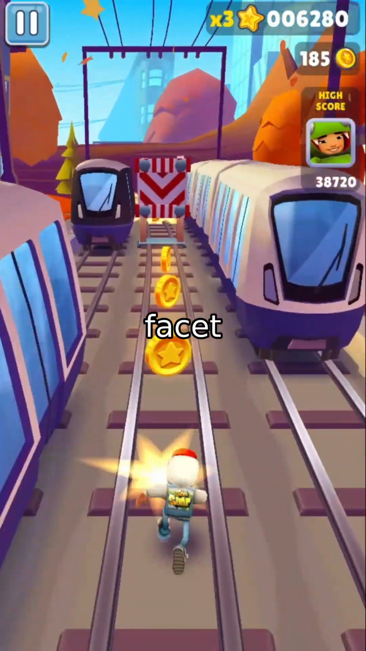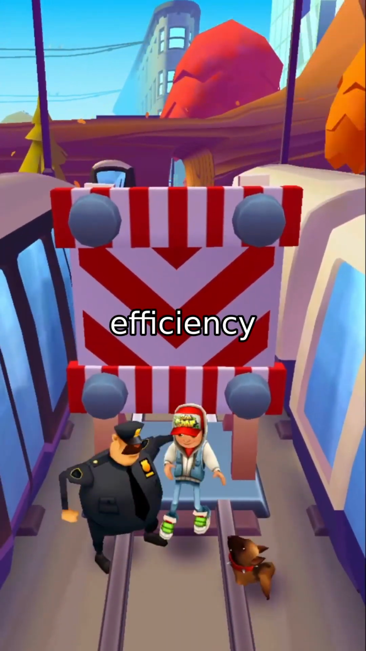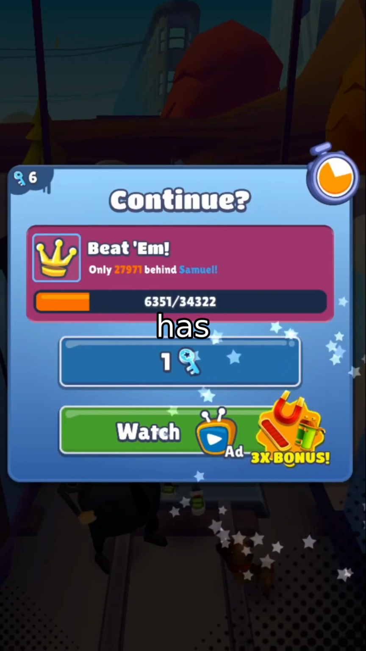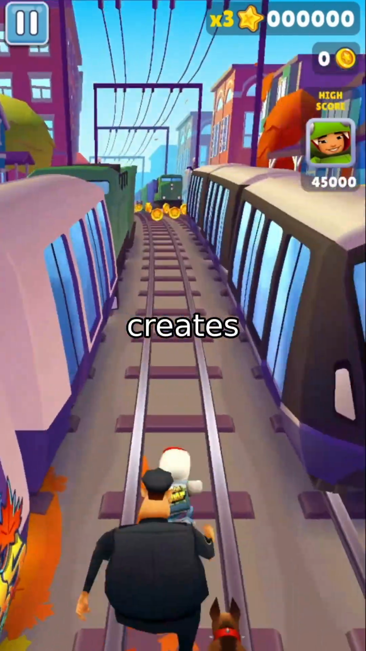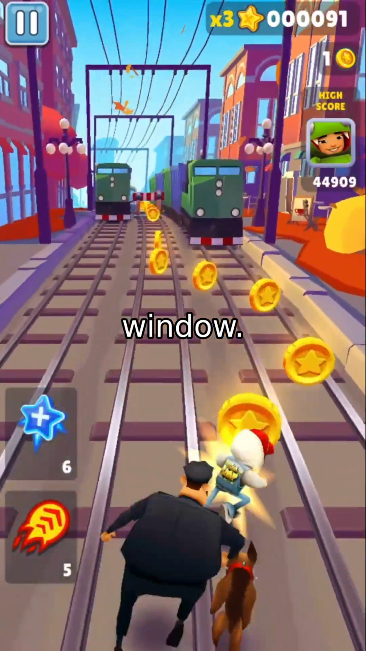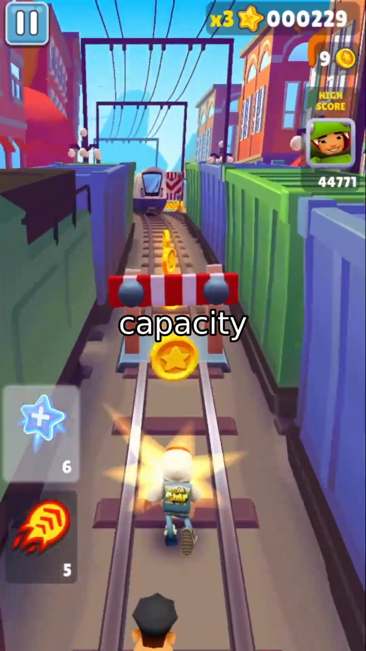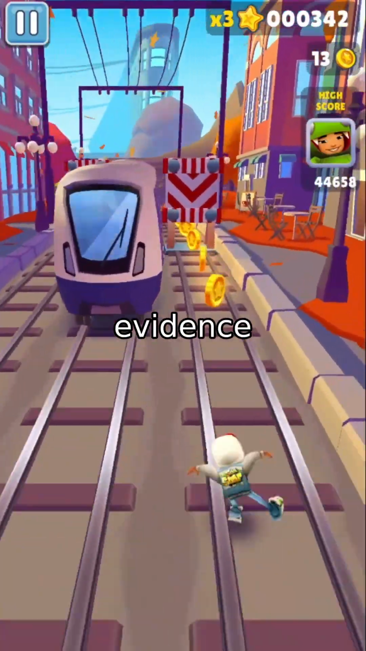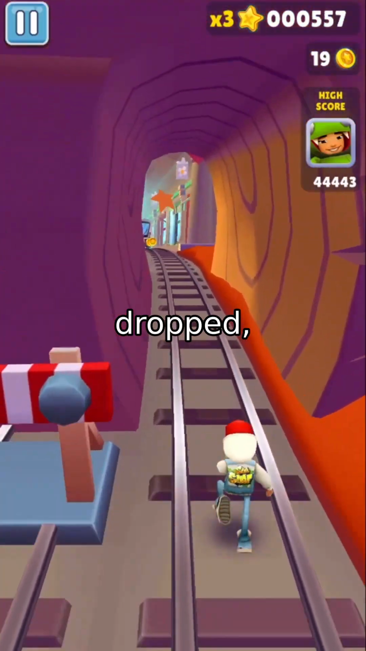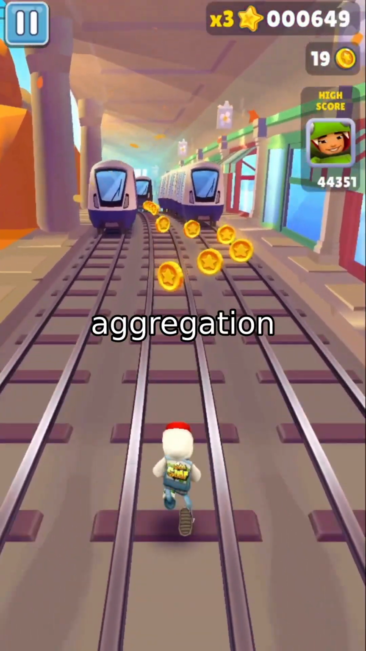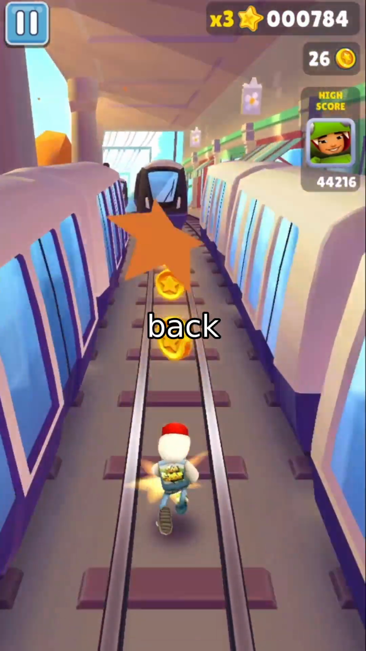Subagents process short, facet-specific prompts where Mistral's parameter efficiency shines. The judge, however, has to ingest the full transcript alongside 15 detailed agent outputs. That creates a substantially longer context window. Qwen's larger native context capacity allows it to aggregate that distributed evidence more stably. When they swapped to using Mistral as the judge, performance dropped, proving that matching model capacity to the aggregation task matters.